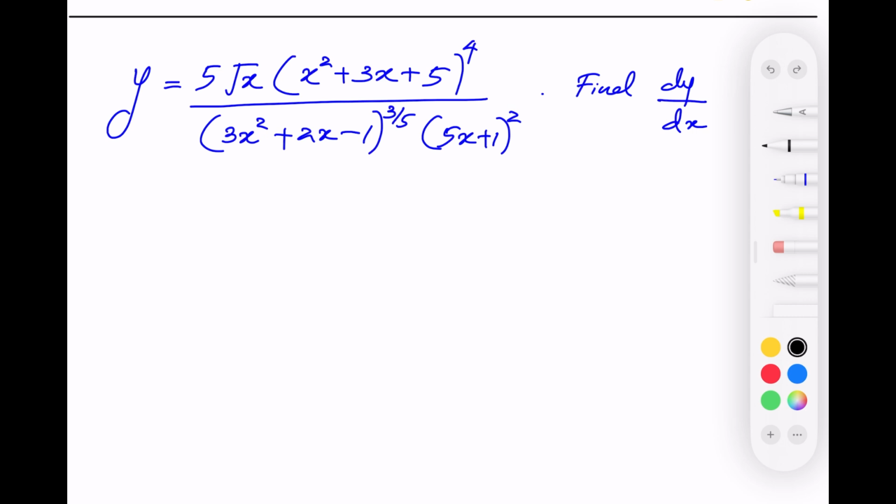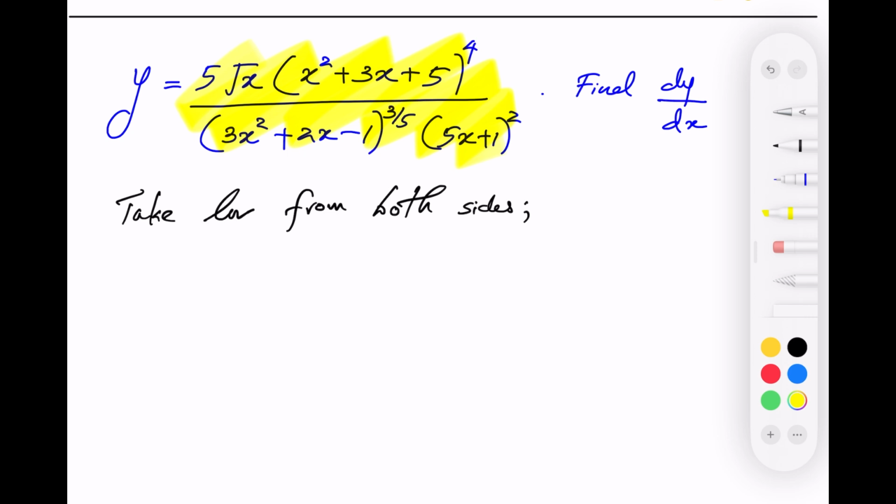So let me take the natural logarithm from both sides. Of course, in order to obtain the natural logarithm, your right-hand side should be positive. Each term on the right-hand side should also be positive. When that is the case, y should also naturally be positive. That has to be assumed as given in the problem.